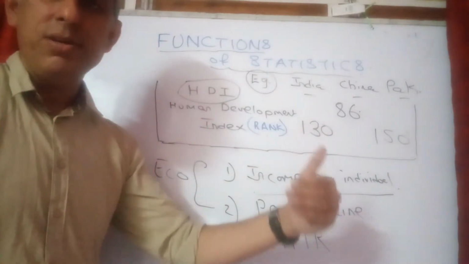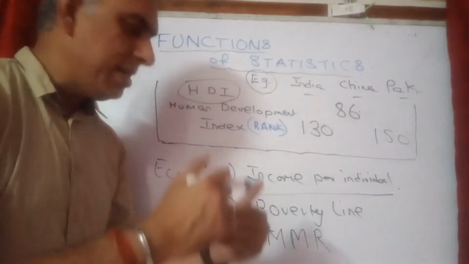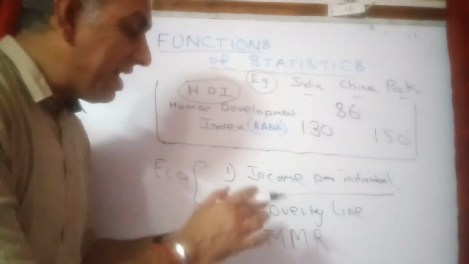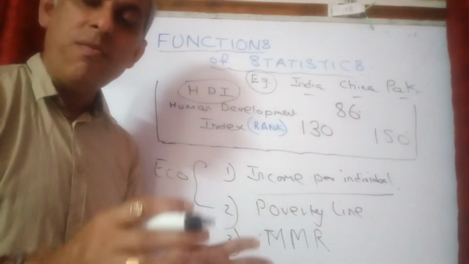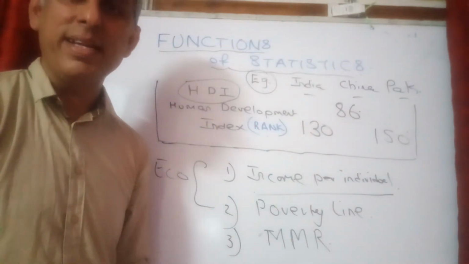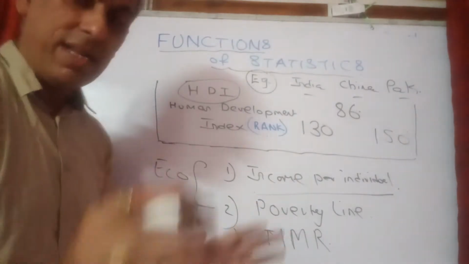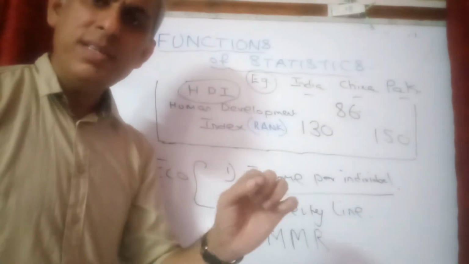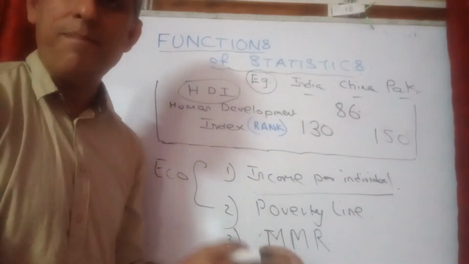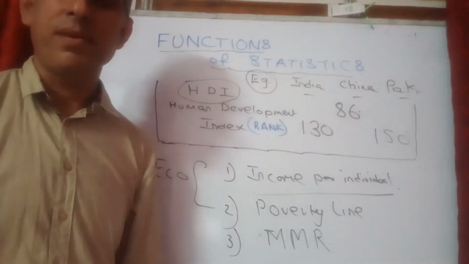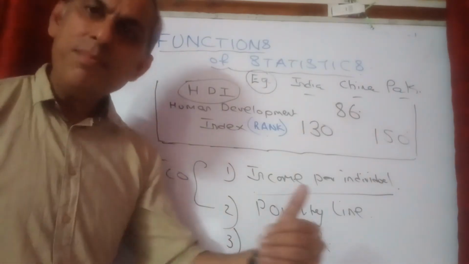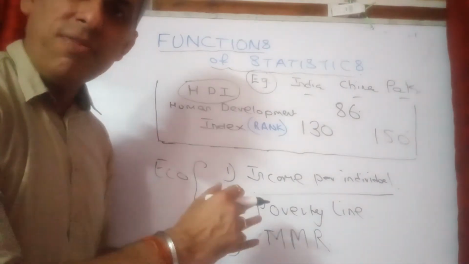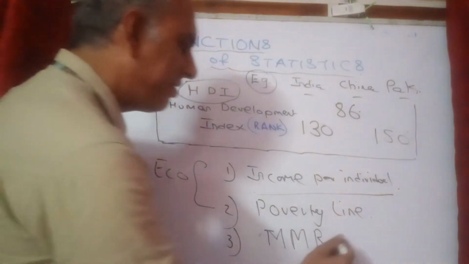How many of the women die during the pregnancy? That is an indicator of what are the health facilities available in a country. Naturally, per thousand people, the more the MMR, the poorer is the health sector of that particular economy or particular country. Then you have some more indicators which will judge the quality of life of that particular country.